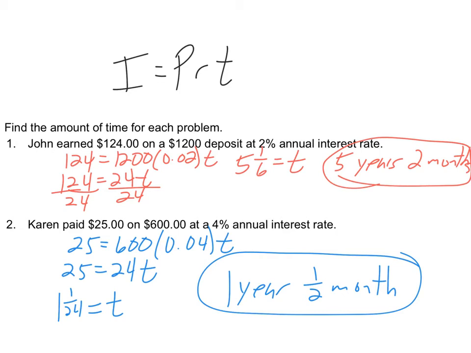For the second one, 25 is equal to 600 times 0.04t. Cleaning up the right side, 24t is equal to 25. Divide both sides by 24, we get t is equal to 1 1/24. And so that would equal 1 year and half a month, because again, 1/24 times 12 gives us half.